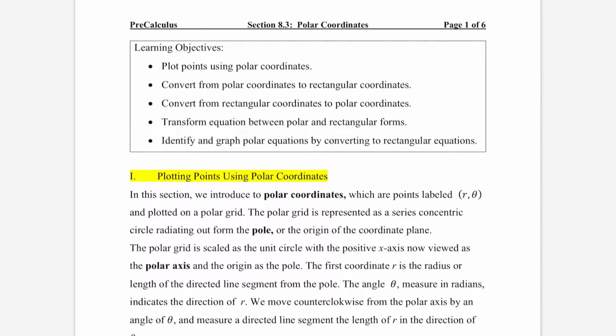In the past, we have learned how to plot rectangular coordinates. In rectangular coordinates, we have an ordered pair x, y, while in polar coordinates, we have the pair r, theta. The first coordinate r is the radius, or the length of the line segment from the pole. The angle theta, measured in radians, indicates the direction of r.